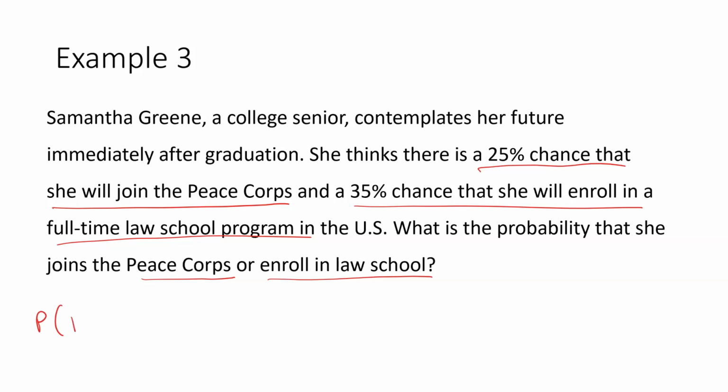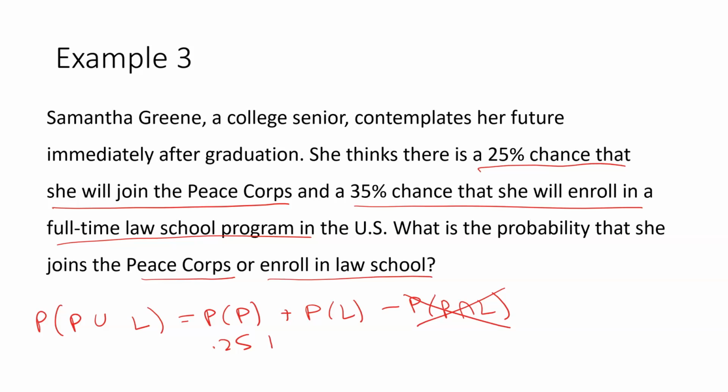So if we were trying to find the probability of the Peace Corps or law school, we would normally do the Peace Corps plus law school, oops, and then subtract that intersection. But we know that she's not going to do both, so we can just add these two together. And the probability that she is going to do the Peace Corps or law school is going to be 0.6 or 60%.